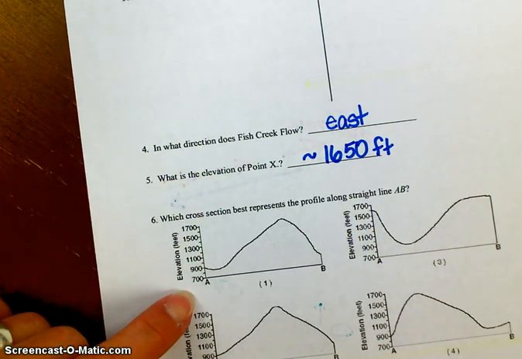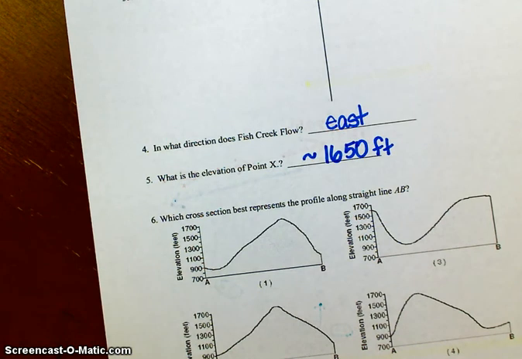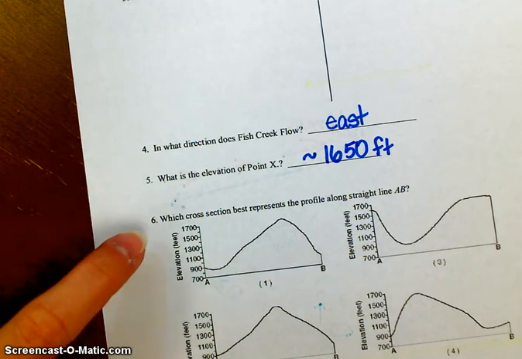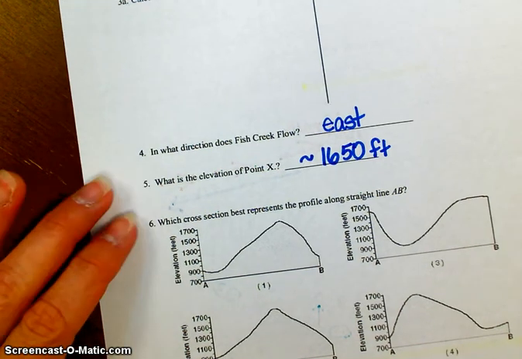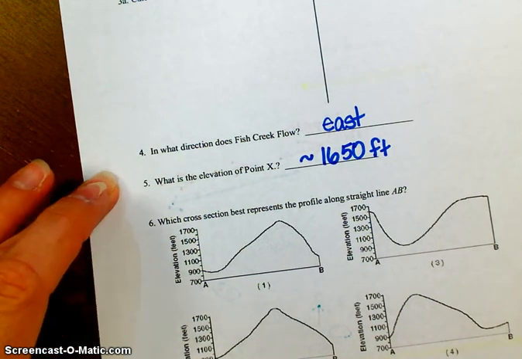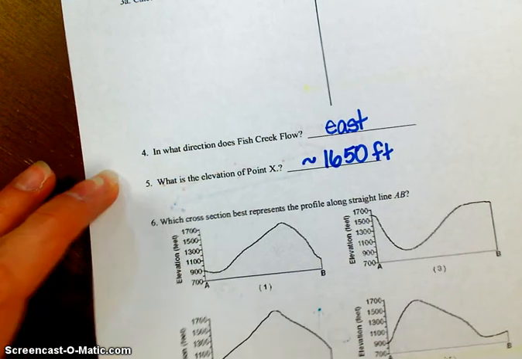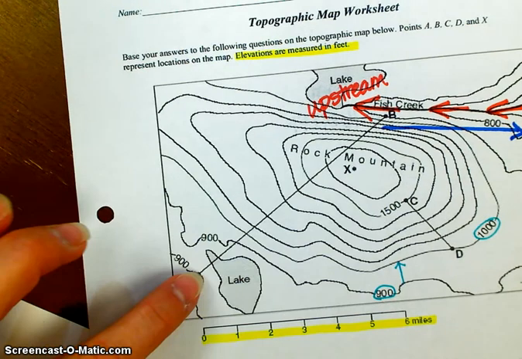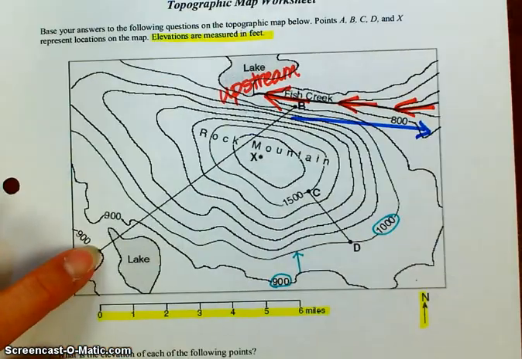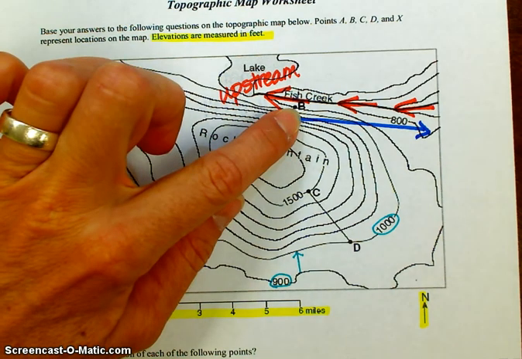All right, number 6. Just to prove that you're listening and following along, you're not going to actually see me do any marking on number 6, but let's talk this through. Which cross-section best represents the profile along straight line AB? Okay, here's A, here's B. A starts at 900, B finishes at 900.